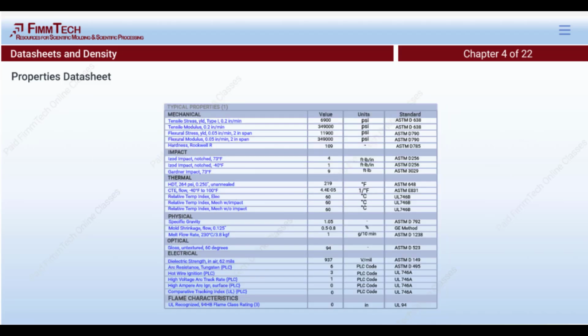Also notice that in data sheets, you have a value, you have a unit, and you also have a standard of testing. For example, the mechanical properties have been tested by using the methods of ASTM D638. So also when you're comparing data sheets, not only compare the units, but also compare the testing methods. So that was the first type of data sheets, which is the properties data sheet.